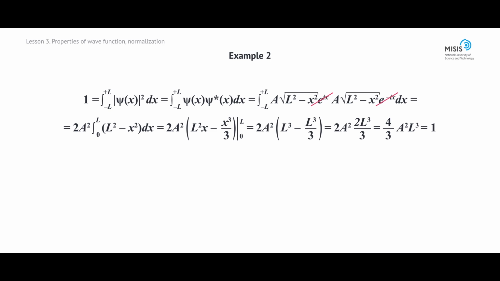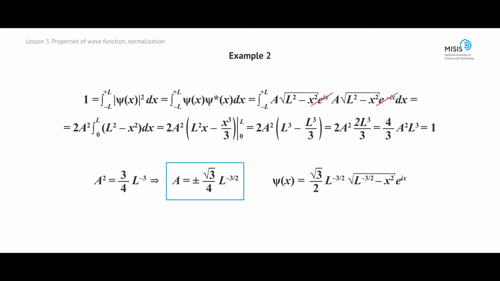We see that our initial guess that A is proportional to L to the minus 3/2 was correct. A constant phase factor like minus 1 here, or generally some e to the power i phi, does not influence the physical probabilities, so we choose the plus sign here. Finally, we get psi of x. Note that the factor e to the power ix cannot be omitted, since it's not a constant, it varies with x.